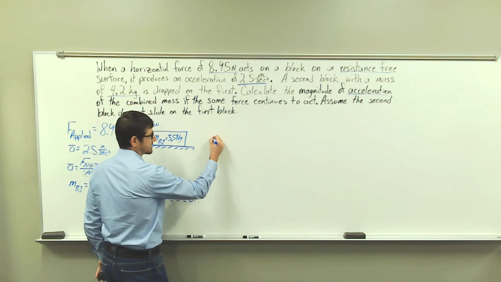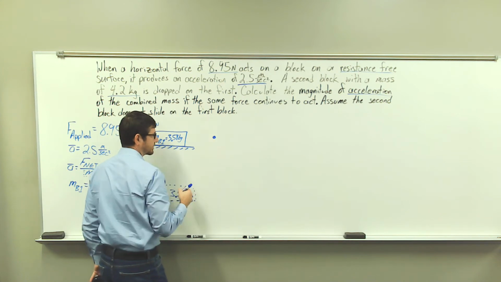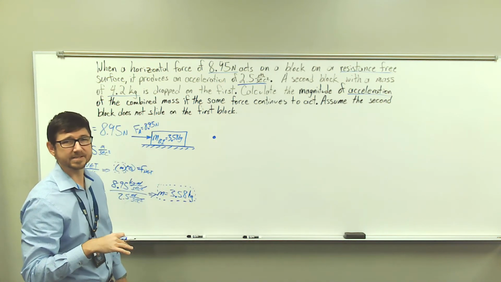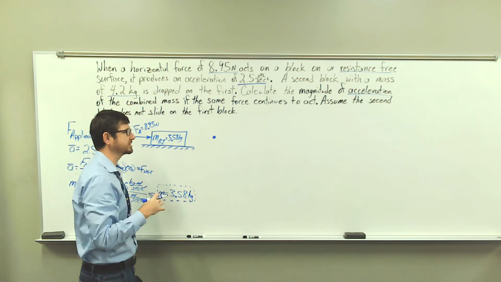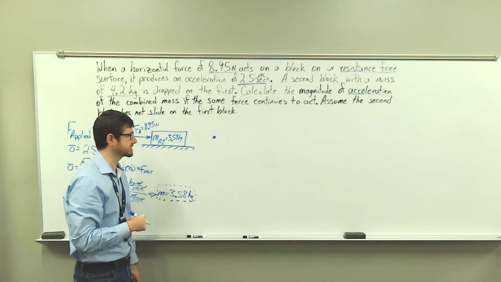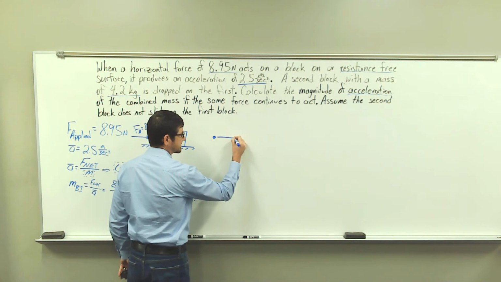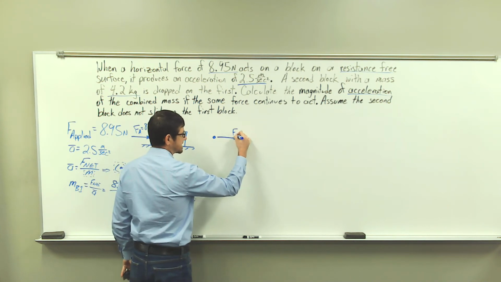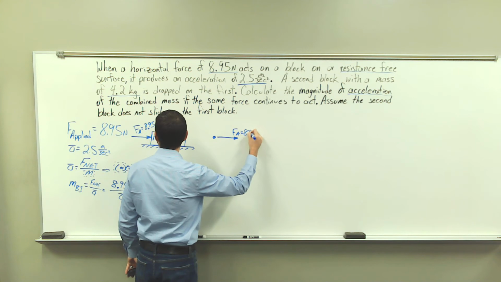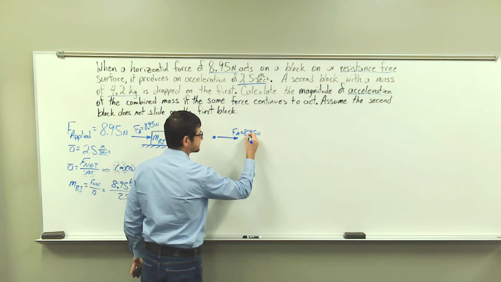So here's our mass, so our system here. And remember that the arrowheads in a free body diagram always point away from the system. So our applied force is in the positive x direction. F sub A, 8.95 newtons.